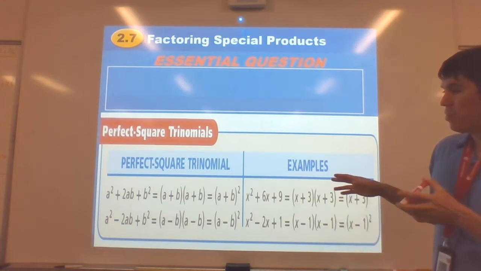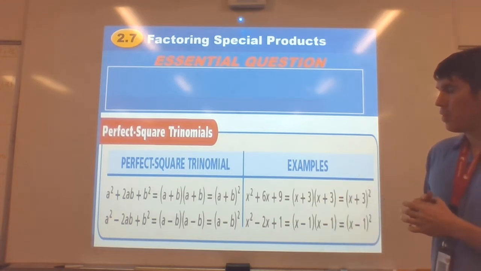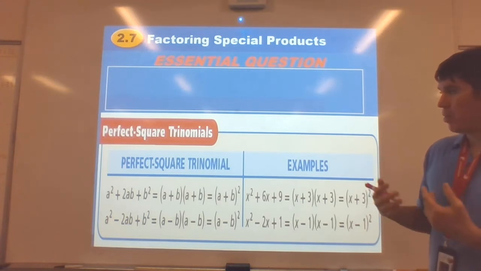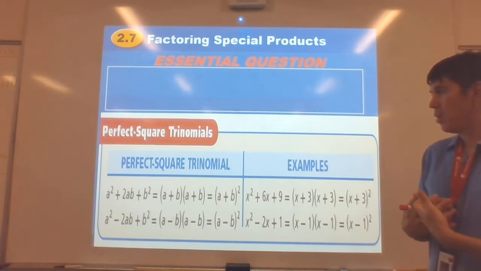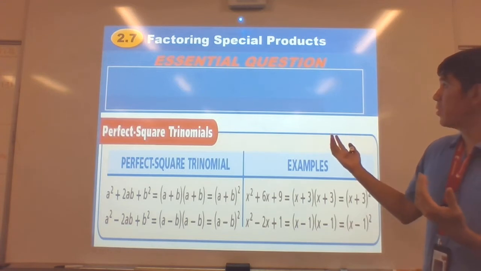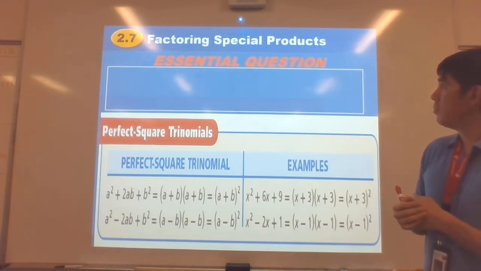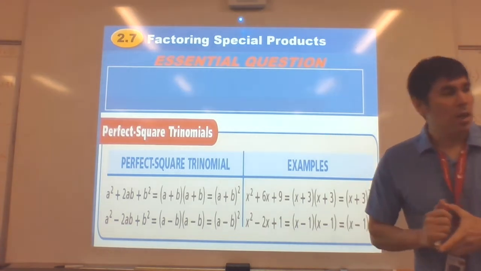And so we're going to try to see if we can use these rules to find out if trinomials are perfect square trinomials. The end goal is to factor these special products. So let's go ahead and see how we do.